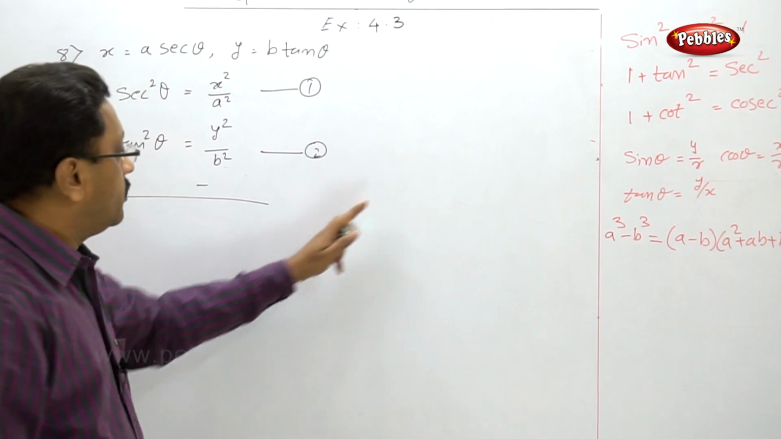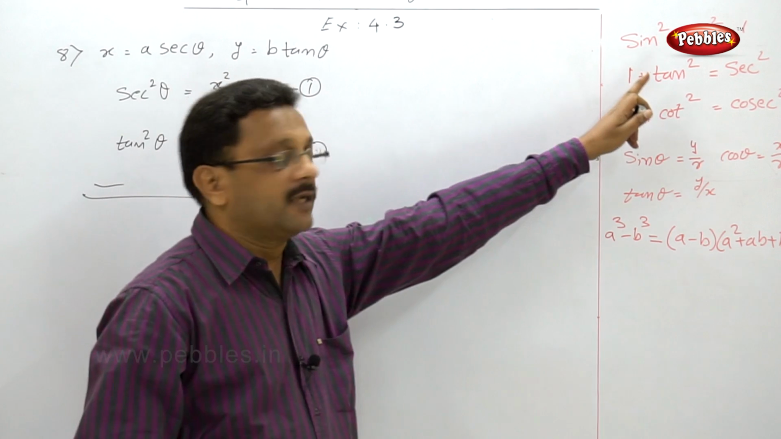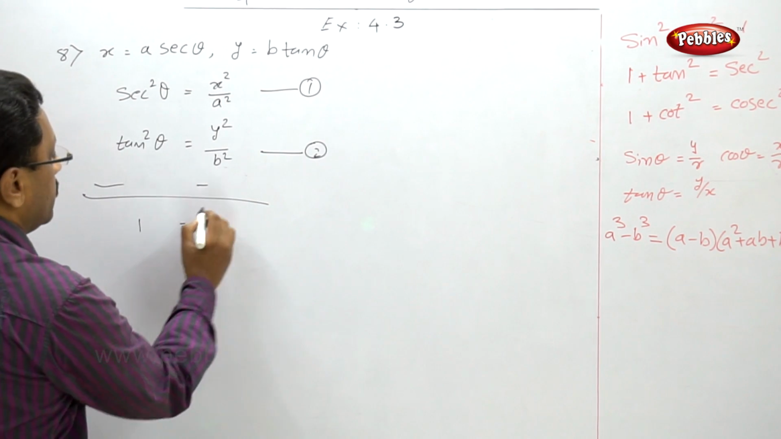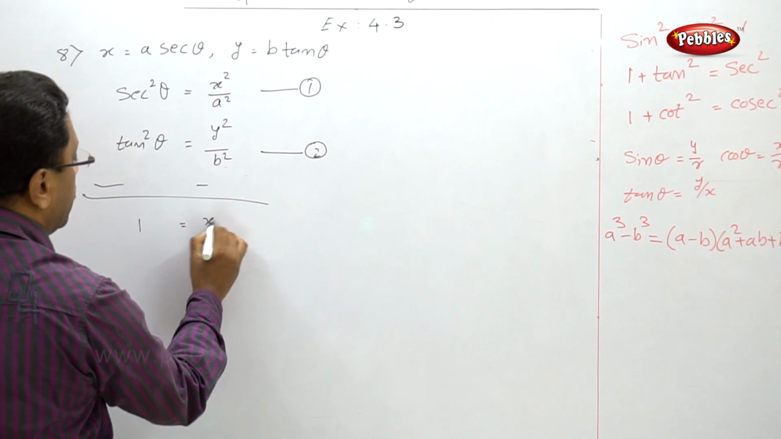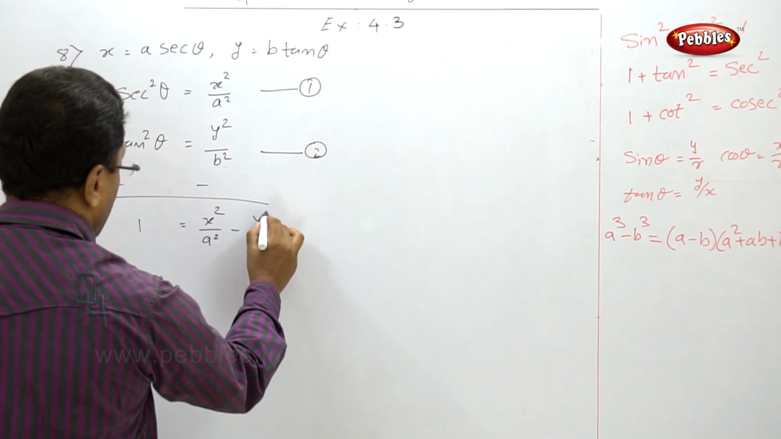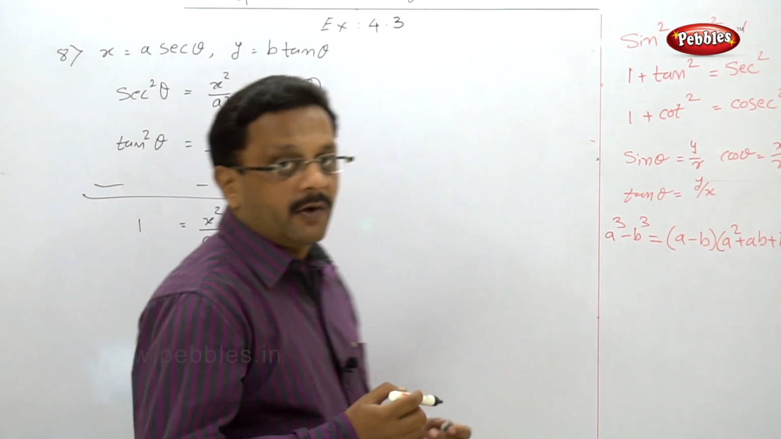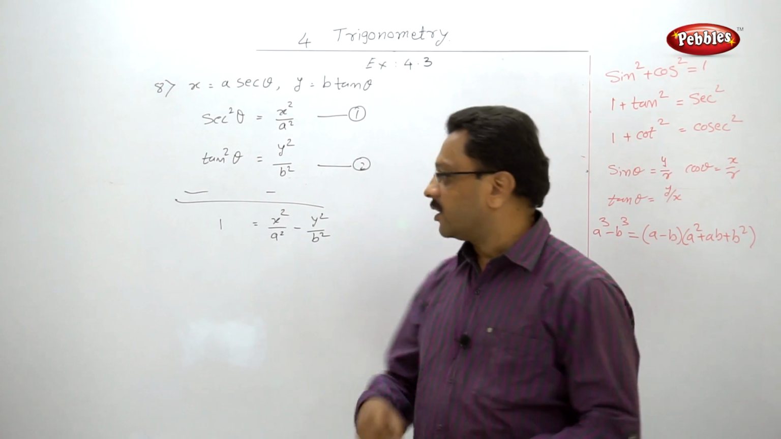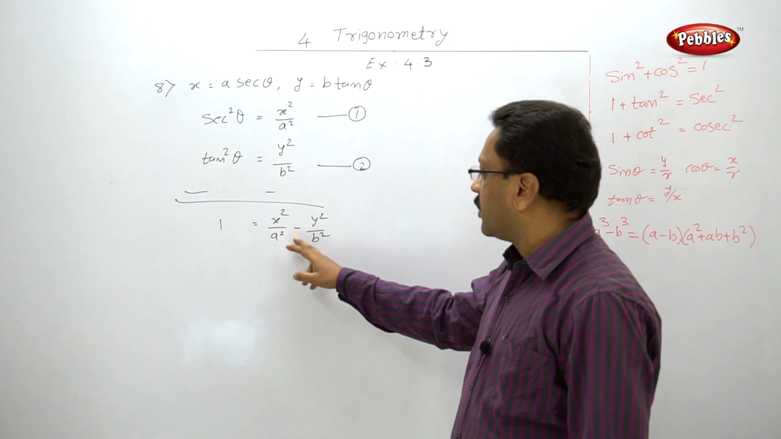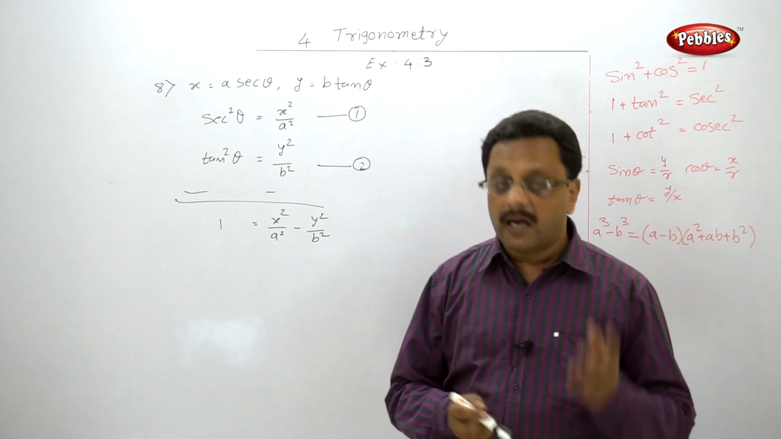Now here you have to give the reason, because sec square minus tan square is equal to 1. So I am writing directly 1 here, and here we will get x square upon a square minus y square upon b square, and this is your required answer. Just rearrange the terms, write 1 this side and x square upon a square minus y square upon b square to left hand side, and that will be your answer.